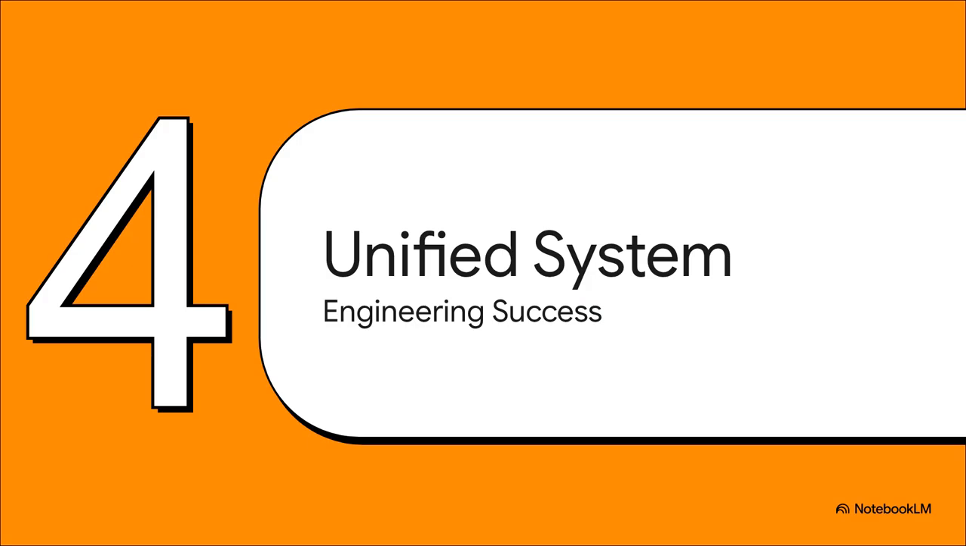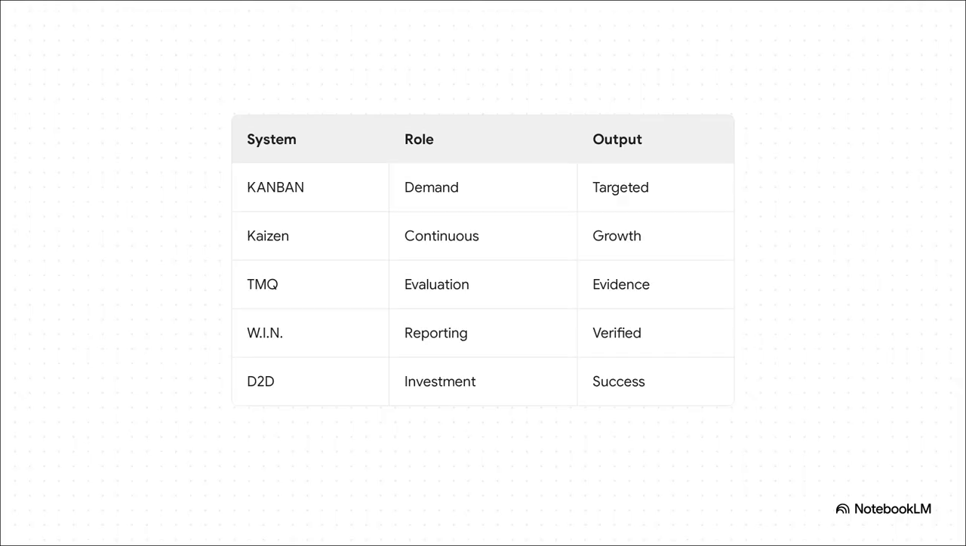Now for Section 4, the unified improvement system, and how we can engineer inevitable success. Okay, so how do we actually fix this? If reactive management is a disease, the cure is a 5-part unified engine. And this exact model was used in the Jacksonville North Pulaski School District to completely transform their operations. First up, KANBAN. This means work is demand-driven. You pull work based on validated student needs rather than just pushing administrative routines.